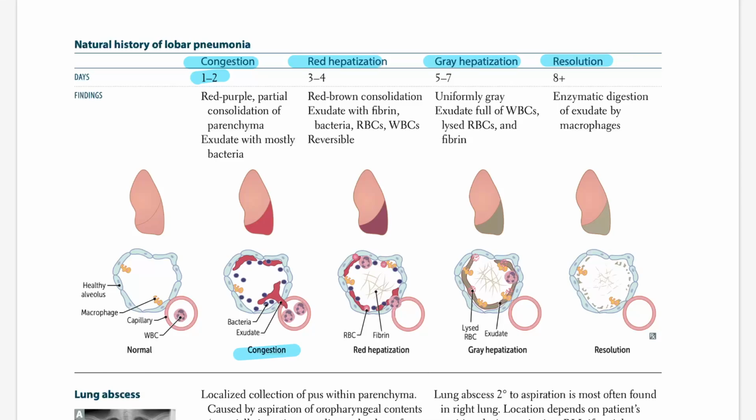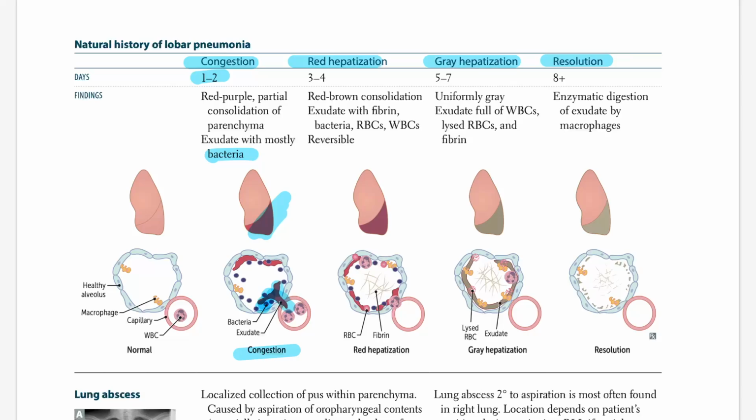You have a red-purple partial consolidation of the parenchyma and exudate with mostly bacteria here, and you can see the red-purple partial consolidation. And if you look here, you have the bacteria, and on top of it you have the exudate going into these capillaries and alveoli, so coming out of the capillaries into the alveoli.